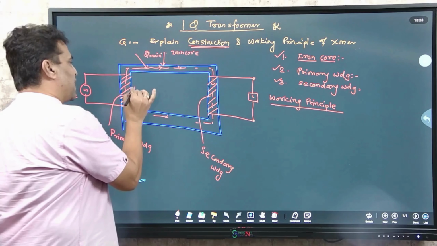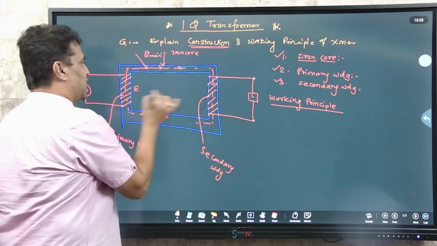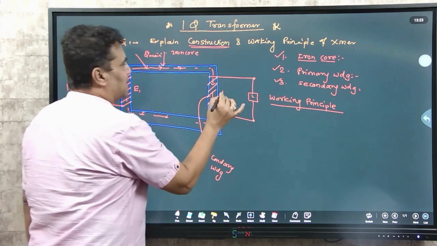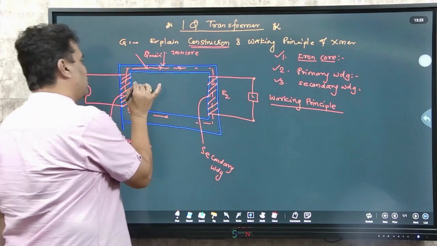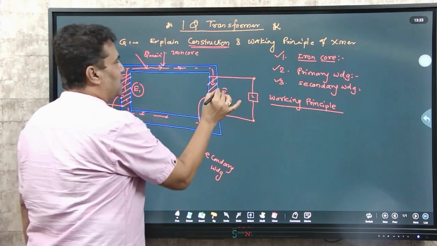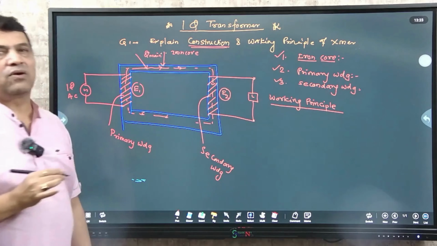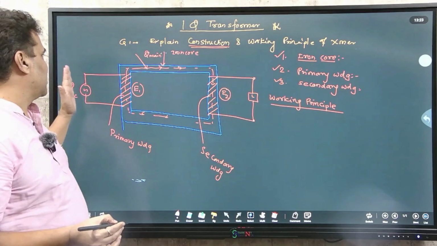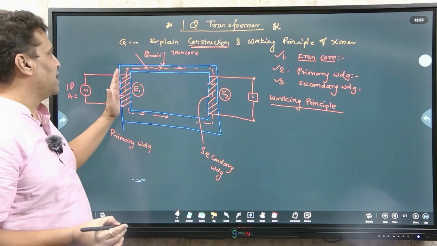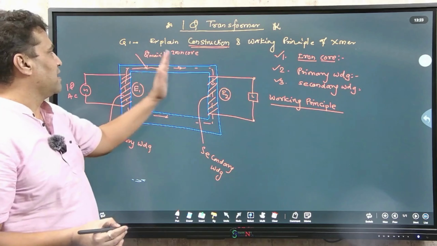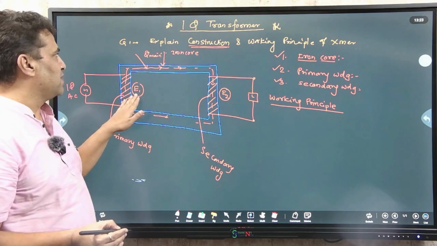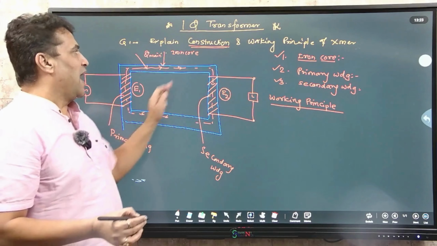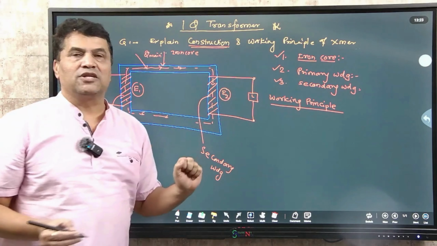Same flux is linked by primary, same flux is linked by secondary, and there is generation of self-induced EMF in primary denoted by E1, and mutually induced EMF in secondary called E2. So this is what you have to explain in the working principle. So I explain again. Once you excite the primary winding, it creates alternating magnetic flux. That flux is linked by primary, there is generation of E1, and the same flux is linked by secondary, there is generation of E2.